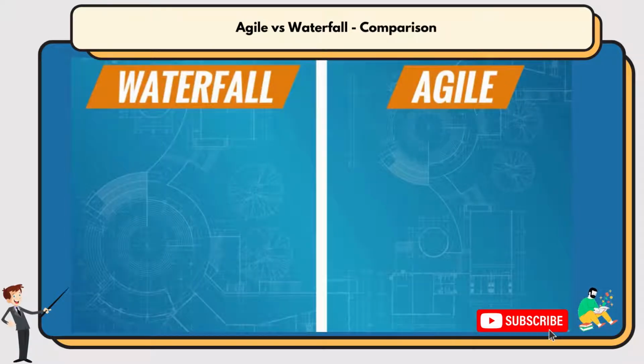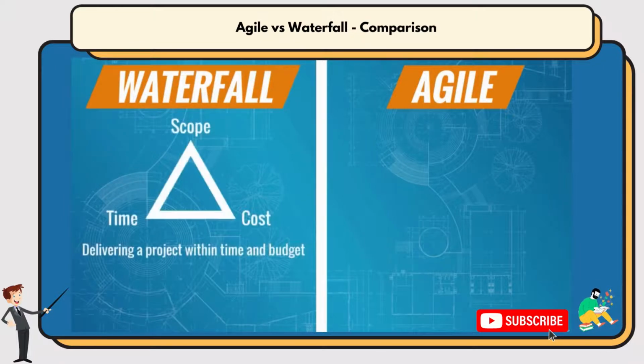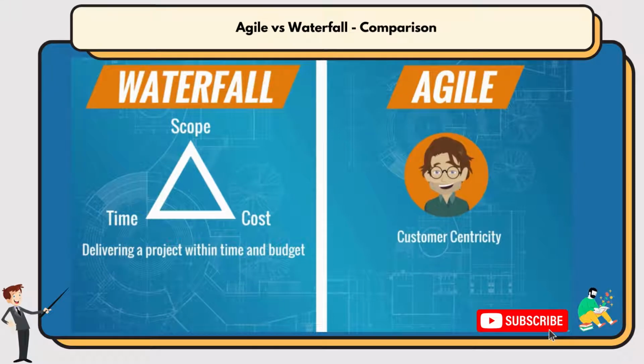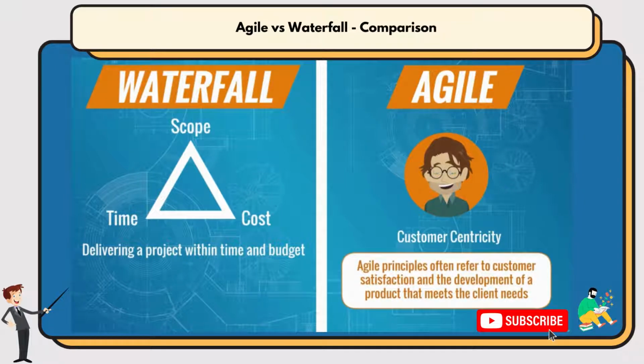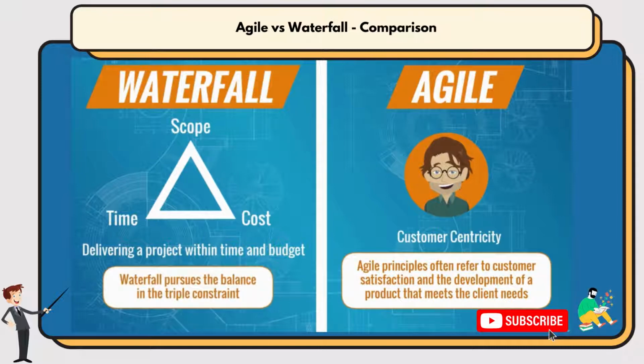Lastly, we can observe a difference in the main objective that the two approaches promote. We have the goal of delivering a project within time and budget in the traditional waterfall case versus customer centricity in Agile. This, of course, does not mean any of them underestimates the scope, time and cost, but it is often visible how Agile principles often refer to customer satisfaction and the development of a product that meets the client needs, while Waterfall pursues the balance in the triple constraint.